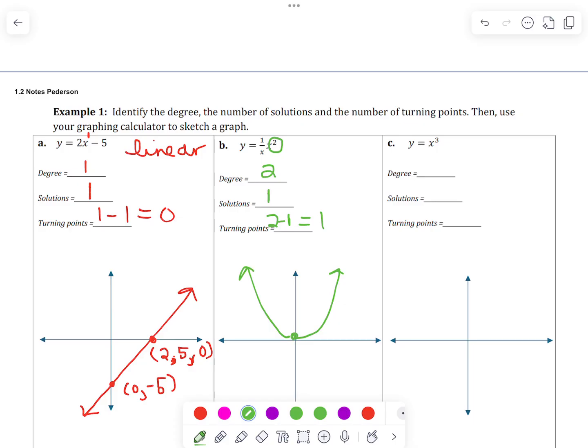I'm going to label a few points here. So we have the vertex at (0, 0), (2, 2), and then (-2, 2). And this right here is the turning point.